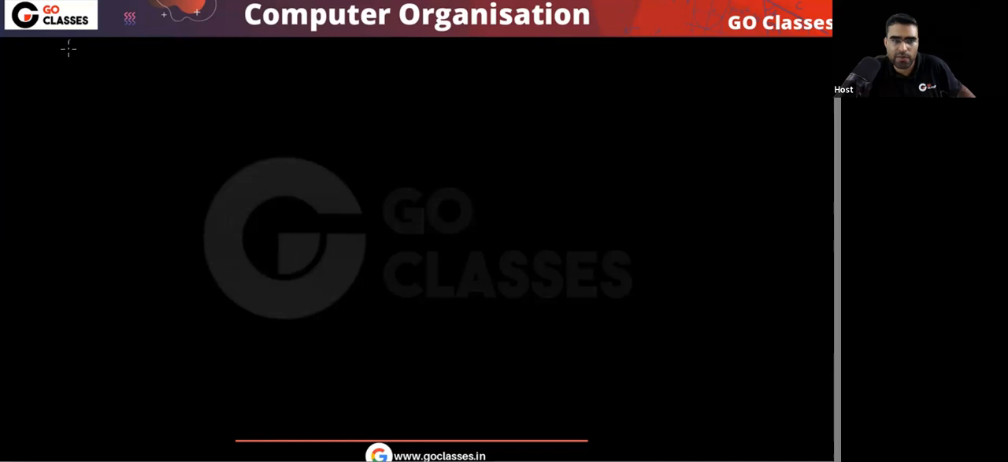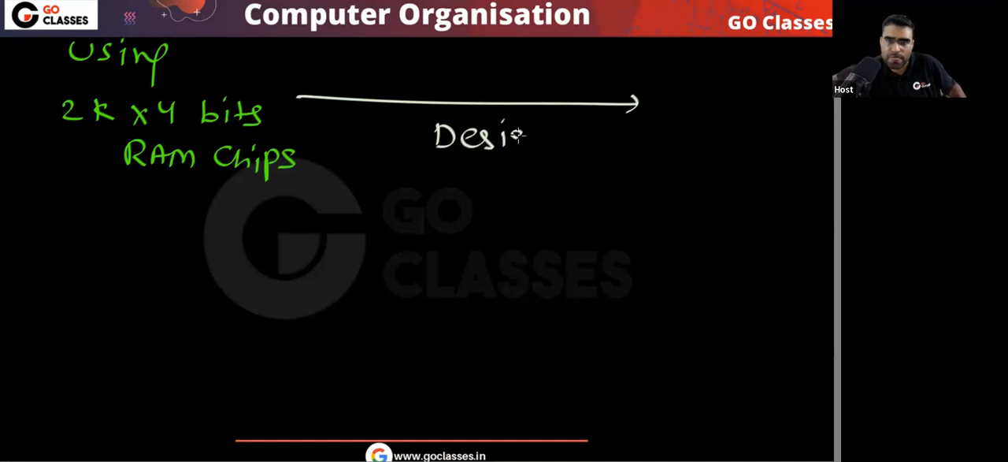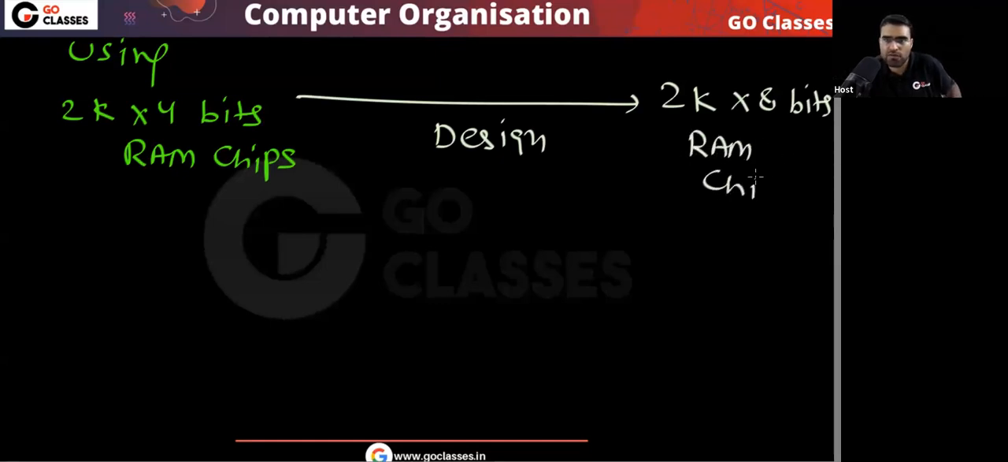Basically, these 2K by 4 bit RAM chips are what you have. Using these RAM chips, we want to design a 2K byte memory, I can say 2K by 8 bits. This is the memory chip we want to design. Is this clear? Very simple.